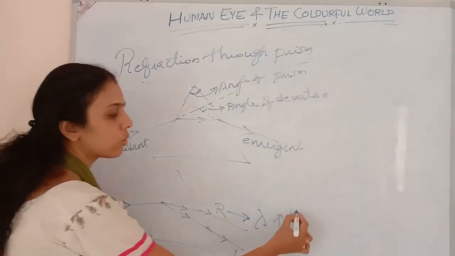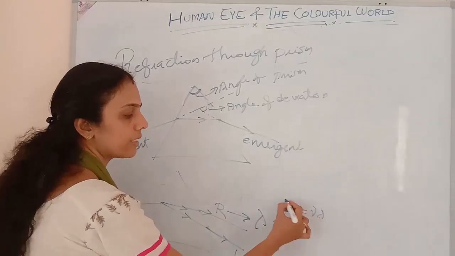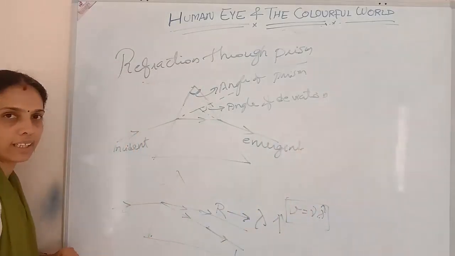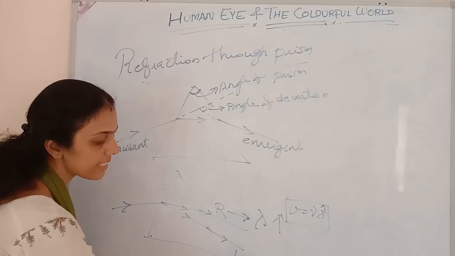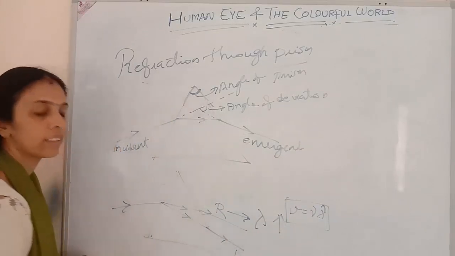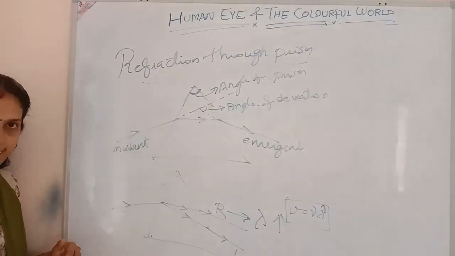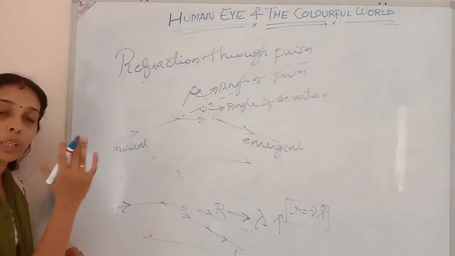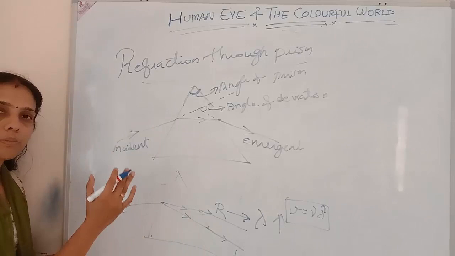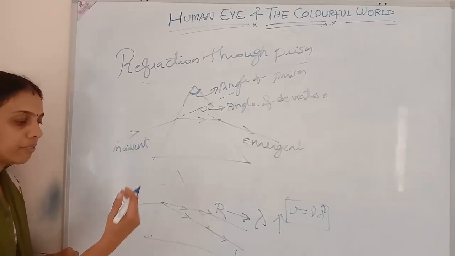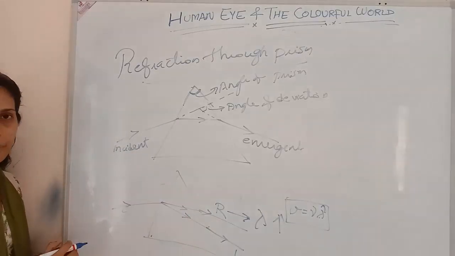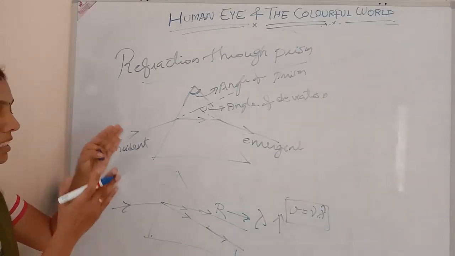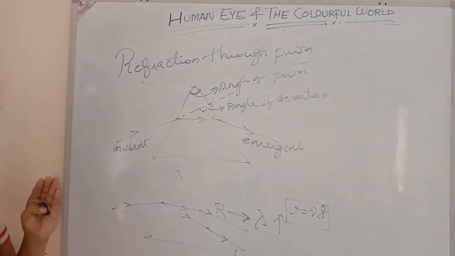V is equal to nu lambda, this is the formula. So as wavelength increases, velocity also increases. Since violet has less wavelength, its velocity also will be less. Since the wavelength is different for each color, each will have different velocities in the medium. Okay, clear for you? This is the cause of splitting into its constituent colors.